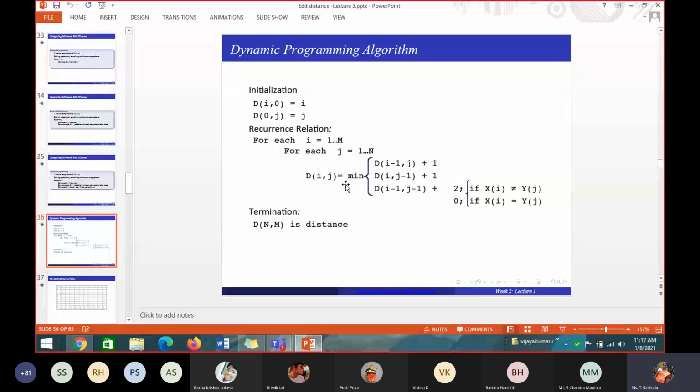D of i comma j for each box is equal to the minimum of these three values. That value will be D of i comma j. For example, i is 1, j is 1. So D of 1 comma 1 is calculated by computing these three values, and whichever is the minimum among them will be stored in D of 1 comma 1. Similarly, you have to compute the process bottom up, from the lower level to the higher level. So the lower level starts with 0,0, then 0,1, 0,2, and it goes on until I reach 8,8.